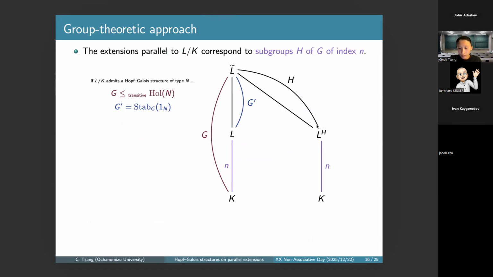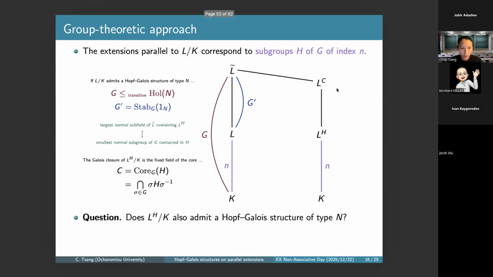So we need to look at the Galois closure of this parallel extension, the fixed field of H. So what is going to be the Galois closure? Well, the Galois closure of the fixed field of H is going to be the largest normal subfield of L tilde containing LH. So by the Galois correspondence, this corresponds to the smallest normal subgroup of G contained in H. In the language of group theory, this is what we call the core of H in G.